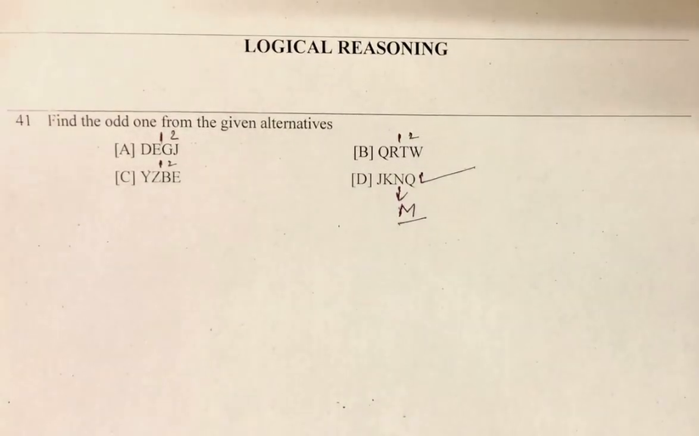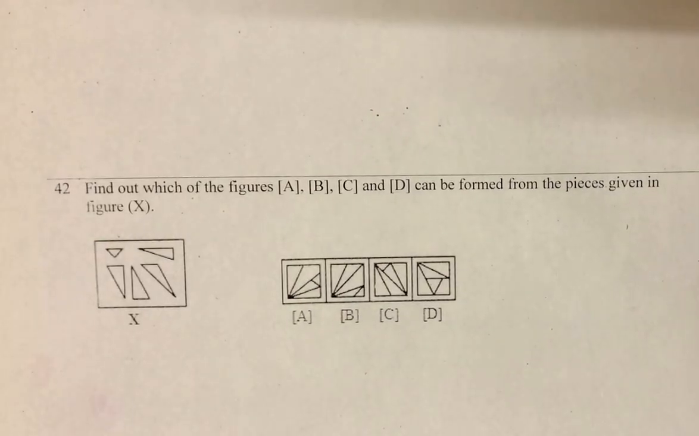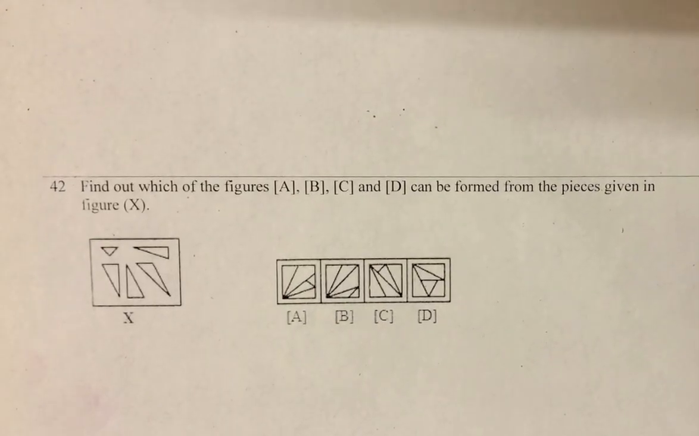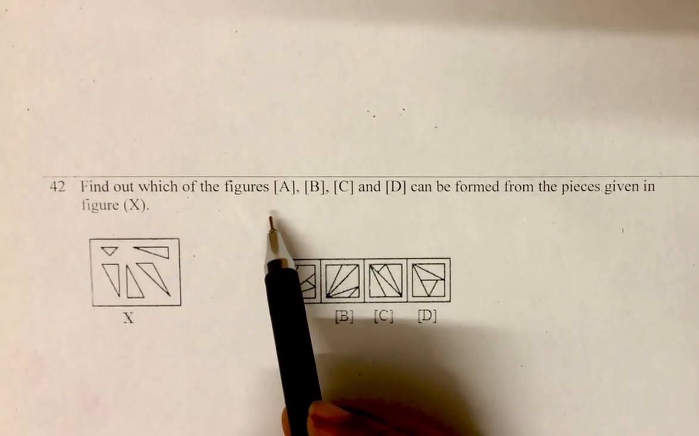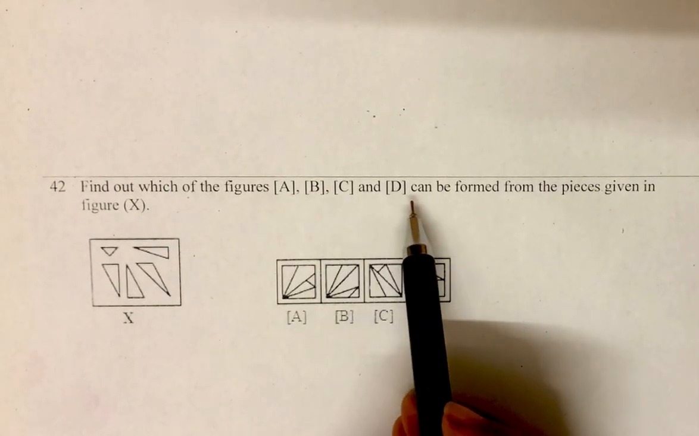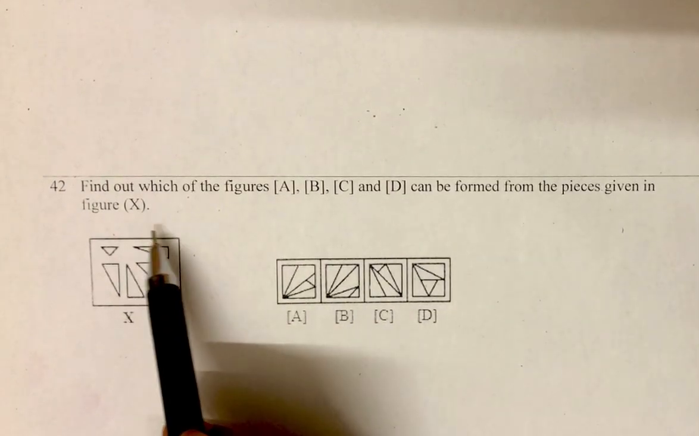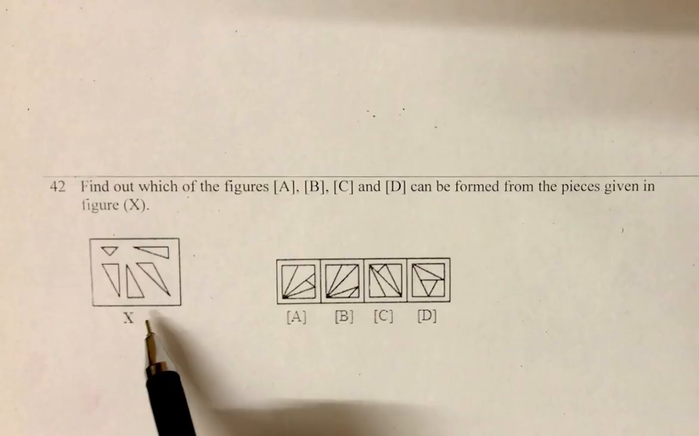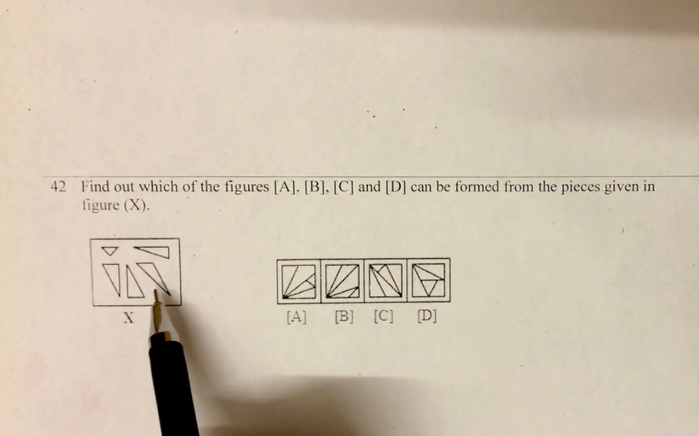Now look at question number 42. Question number 42 says, find out which of the figures A, B, C and D can be formed from the pieces given in figure X. Now look at figure X. We have 5 triangles. 1, 2, 3, 4 and 5.